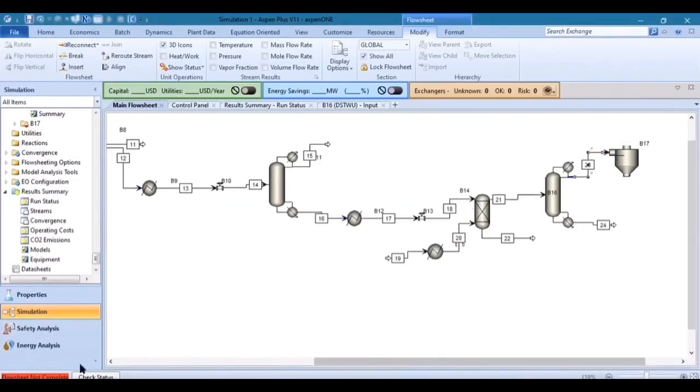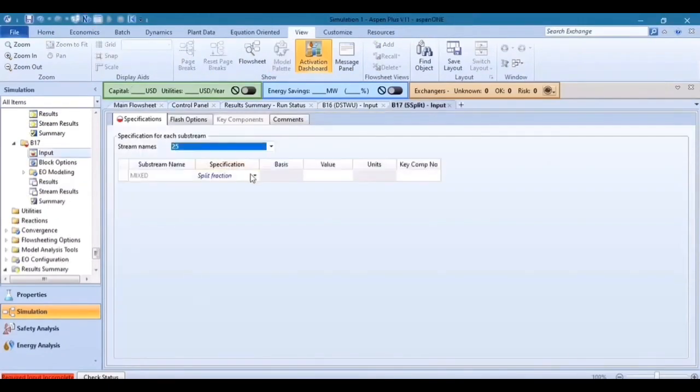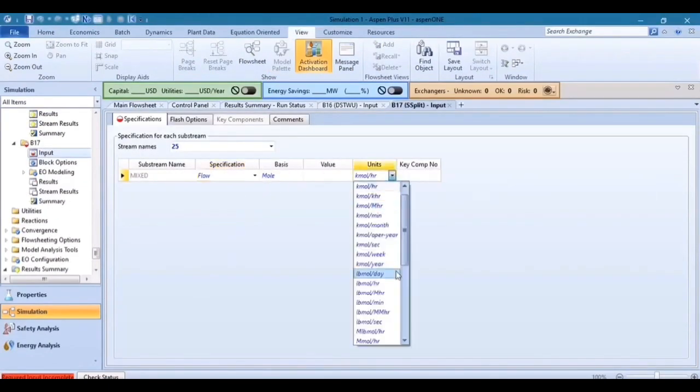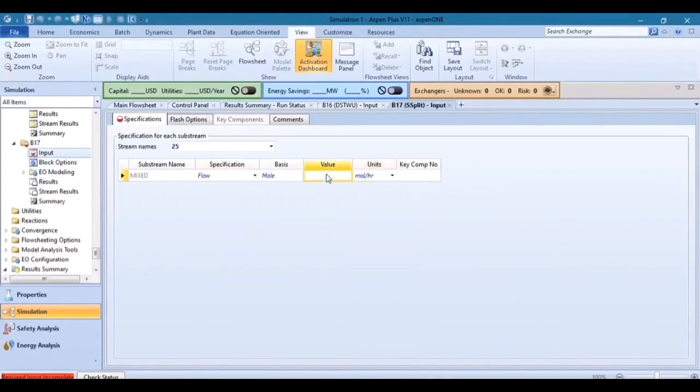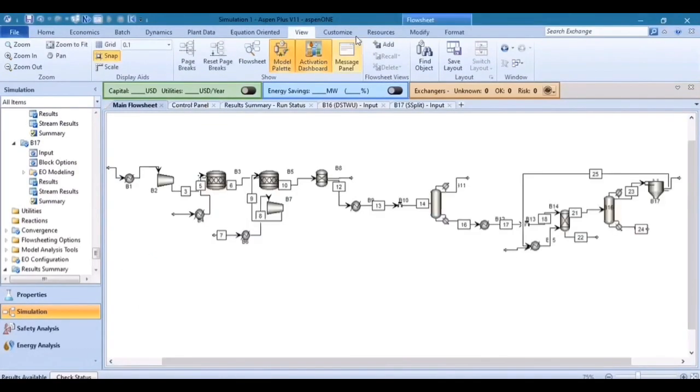For recycle, MTBE will be recycled from stream 23 to stream 19, which is inlet to heater. We will use a splitter to split stream 23 into recycle stream and purge stream. Recycle stream will be labeled as stream 25. Here we can see no error and warning during the end of the simulation. This is our full unit.